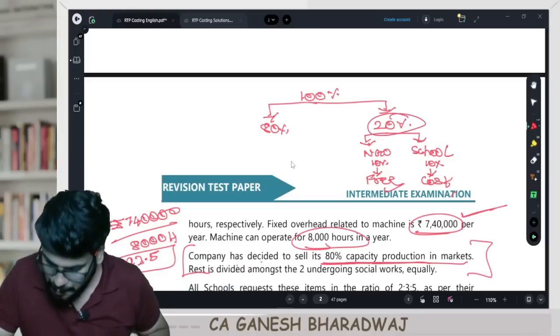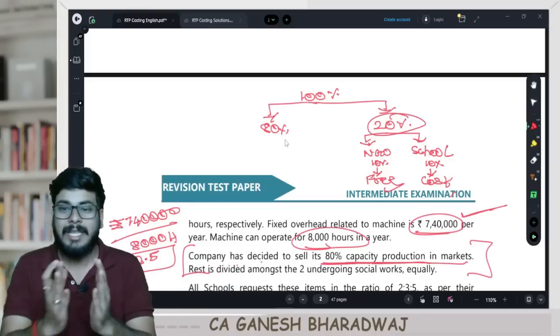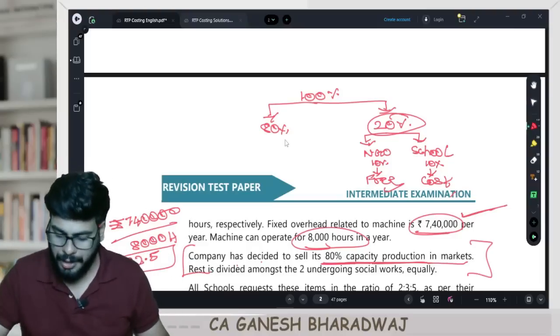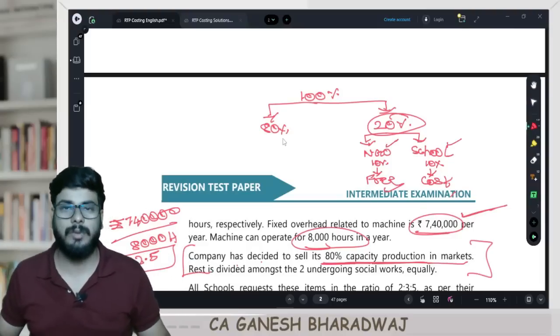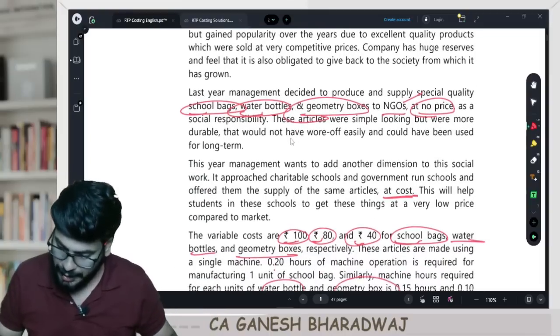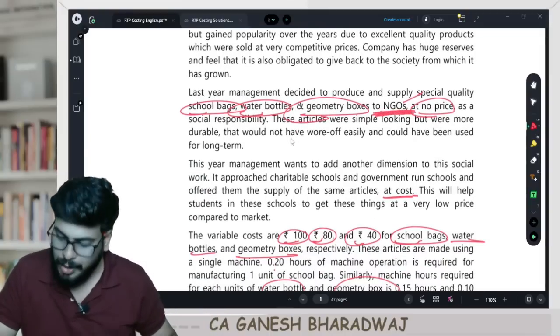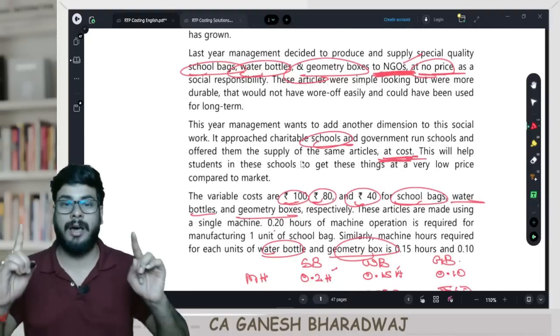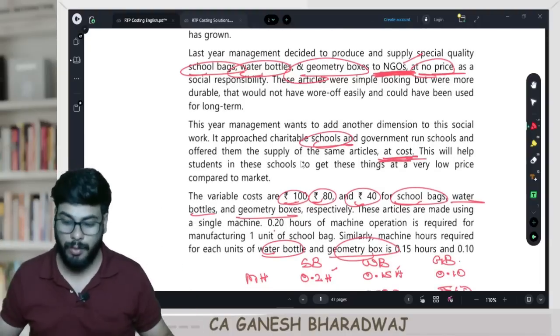And out of this balance 20% capacity, they are going to equally use it for the two different social responsibility measures. One is for the NGO, the other one is for the school work. So this is what they have mentioned here. Look, the NGO at no price, and here to some schools at cost. Are you clear with this? This is how you need to read the question.